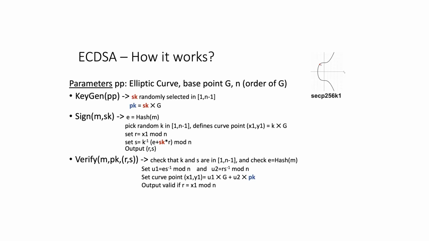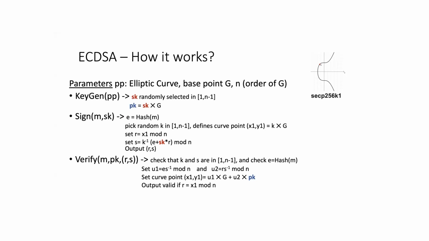You recompute the hash of the message, E, and then you inverse S, take S to the -1, and you compute two values, U1 = E times S^-1 and U2 = R times S^-1. And then you do 2 point multiplications with both U1 and U2 to get an elliptic curve point x1, y1. And you're going to output that your signature is valid if the R that was given as part of the signature is equal to x1.